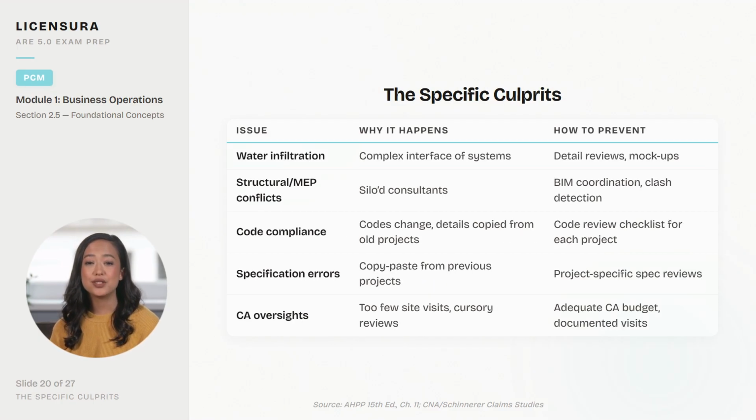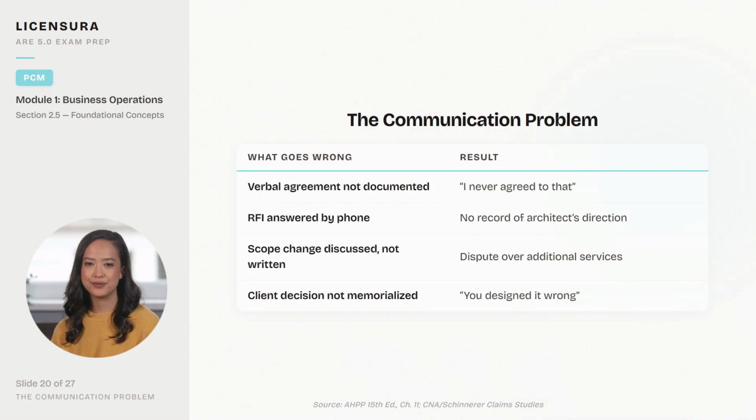But the real common thread behind most of these claims? Communication breakdowns. A verbal agreement that never got documented becomes, "I never agreed to that." An RFI answered by phone leaves no record of your direction. A scope change discussed over lunch but never put in writing turns into a billing dispute. A client decision that wasn't captured in a follow-up email becomes, "You designed it wrong."